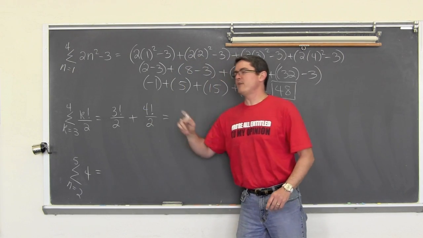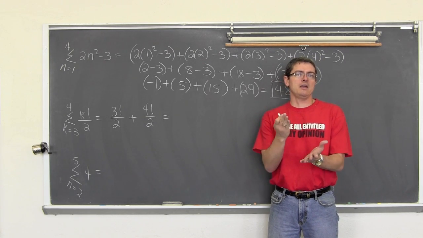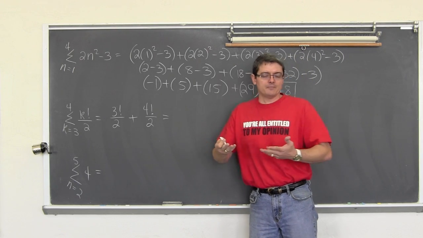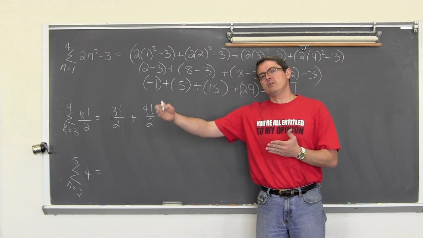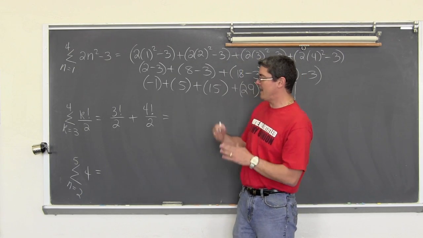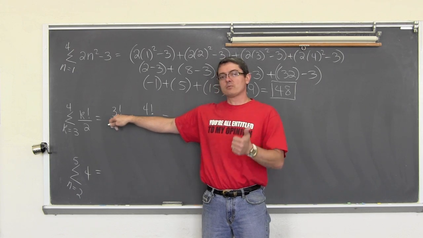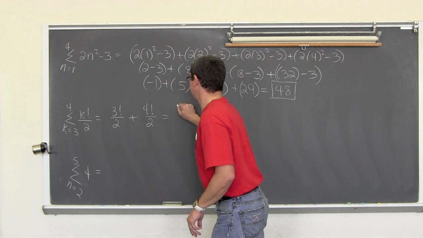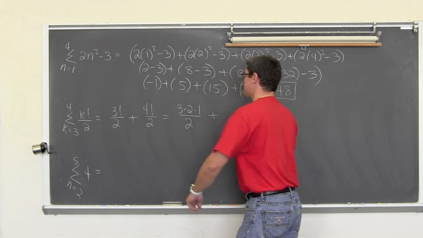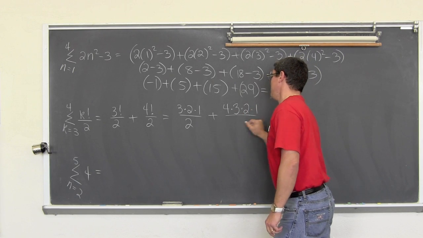Now again, if you've never seen a factorial symbol, the factorial tells you to take a positive integer, and that's what you're allowed to plug in. And you count down by 1 until you get to 1, and then you multiply. Okay, so 3 factorial is 3 times 2 times 1 over 2, plus 4 factorial is 4, 3, 2, and 1 over 2.